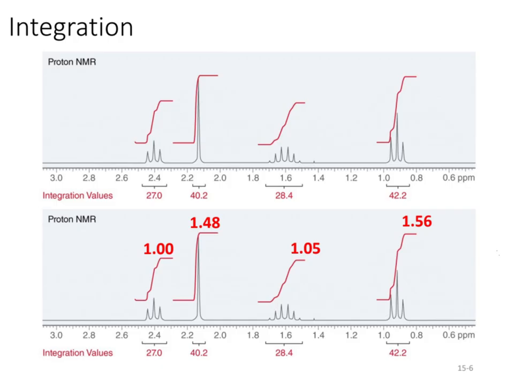The second characteristic of proton NMR is integration of the signals. Specifically, it means the area under the signals, that is, the integral. That is related to the relative number of protons giving rise to that signal.